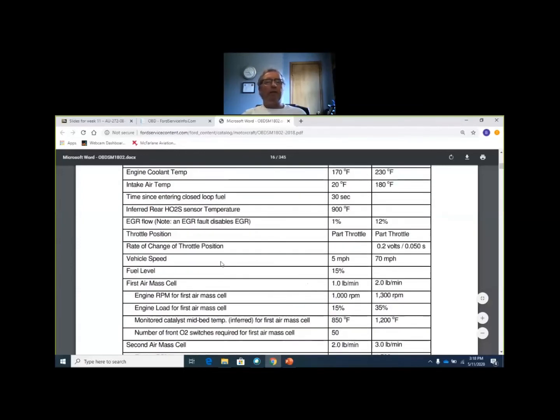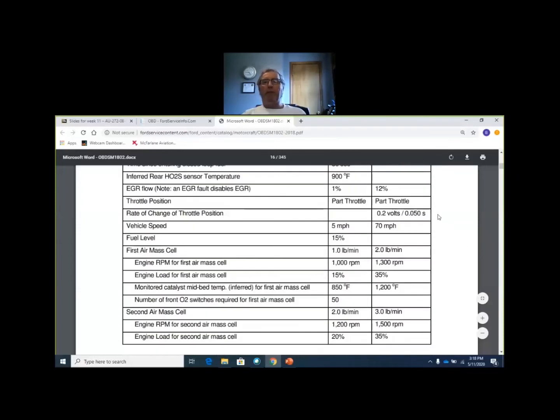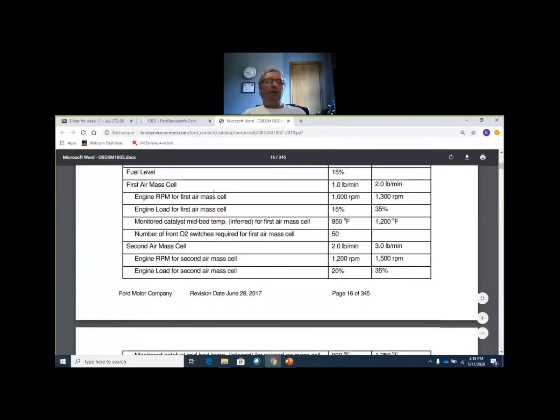Part throttle, it has to be steady, right? So the rate of change of throttle position can be maximum 0.2 of a volt in 0.05 seconds. Vehicle speed between 5 and 70. Fuel level at least 15%. And then a certain amount of air being measured, engine RPM, catalyst temperature, number of front O2 switches required.